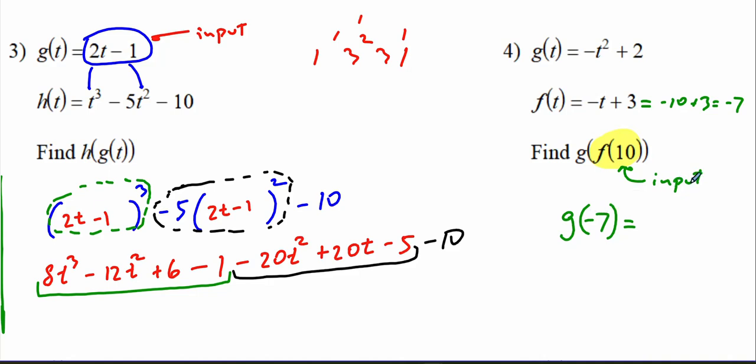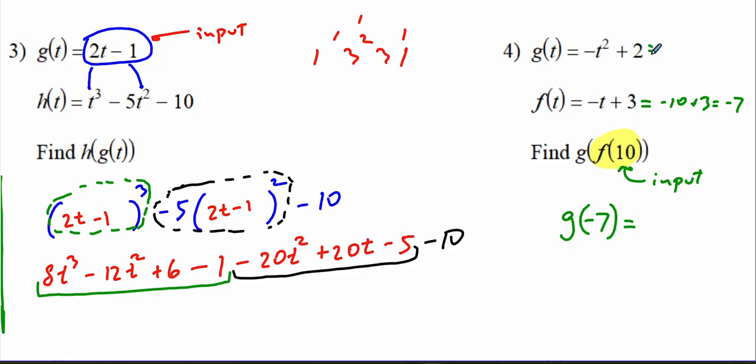So the very original input is 10. The result of that becomes an output, and at the same time that's also an input in here. It's an output of the F function, but because I'm plugging that into the G function, this is an input for the G function.